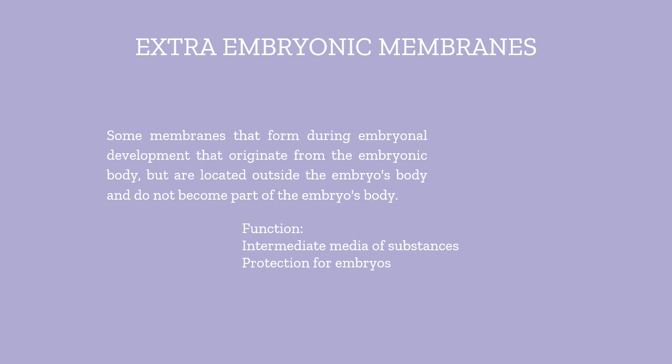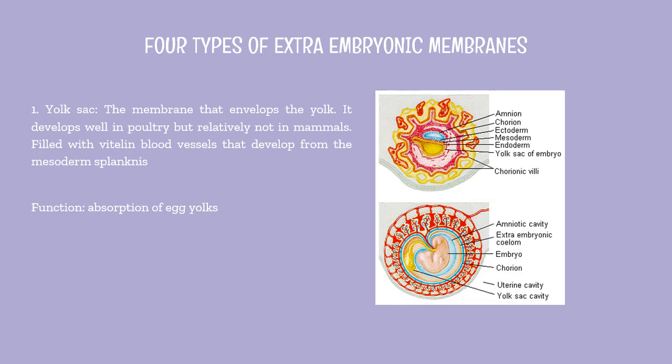Extraembryonic membranes are membranes that form during embryonal development, originate from the embryonic body, but are located outside the embryo's body and do not become part of it. Function: an intermediate medium for substance exchange and protection for embryos. There are 4 types of extraembryonic membrane.